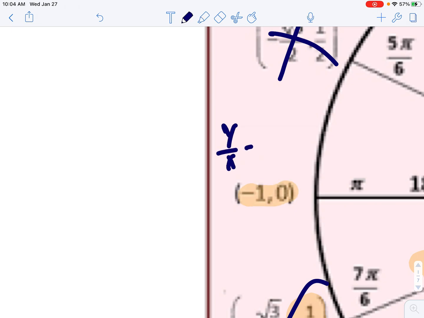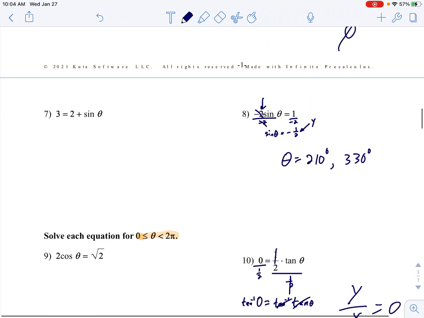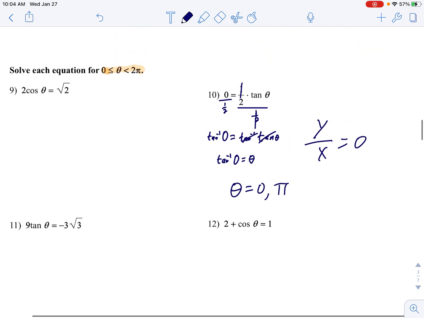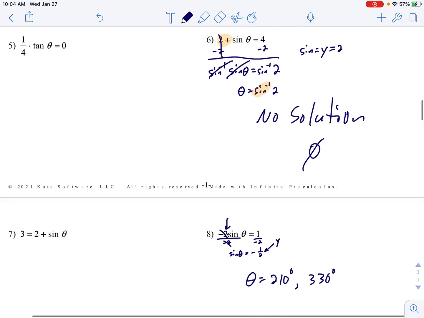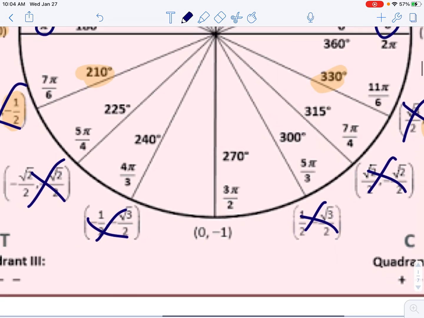Let's go to this one, right here. Y divided by x is negative, sorry, we're just about to do that wrong. 0 divided by negative 1, 0 divided by anything is 0, so that makes pi an answer. So down here, pi is an answer. Sorry about all the scrolling up and down. I really wanted to have this split screen, but if I split the screen, I can't write on the unit circle, and I think it helps to write on the unit circle, so it's what we have to deal with.